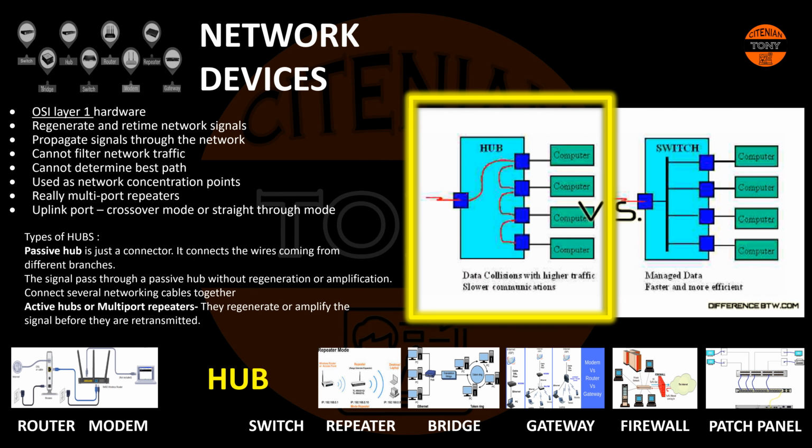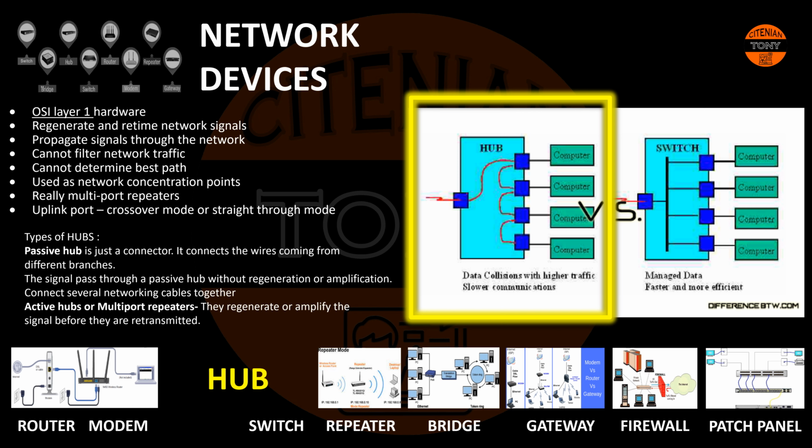Hub is an OSI Layer 1 hardware. It regenerates and retimes network signals, propagates signals through the network, cannot filter network traffic, cannot determine best path, is used as network concentration points, and is really a multi-port repeater. It has an uplink port, crossover mode, or straight-through mode.